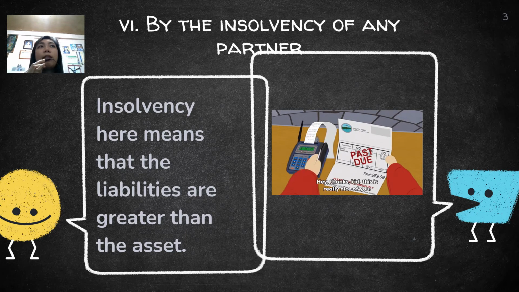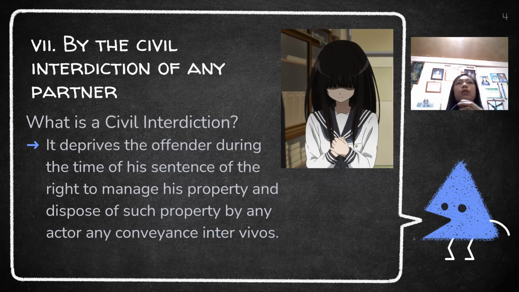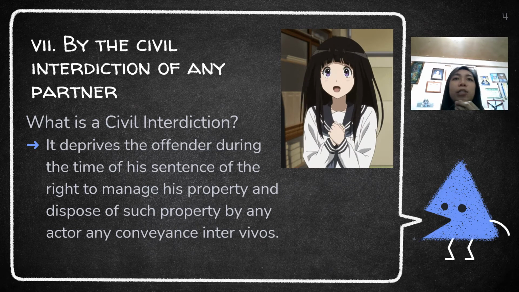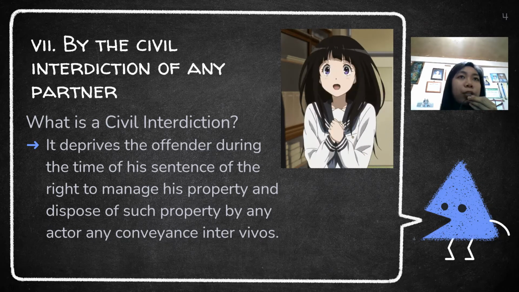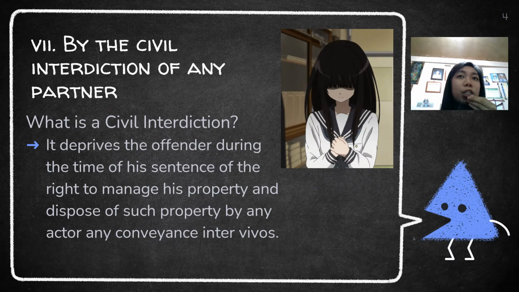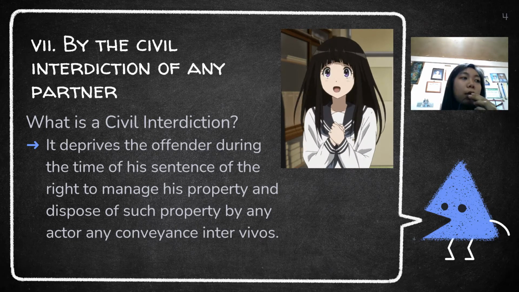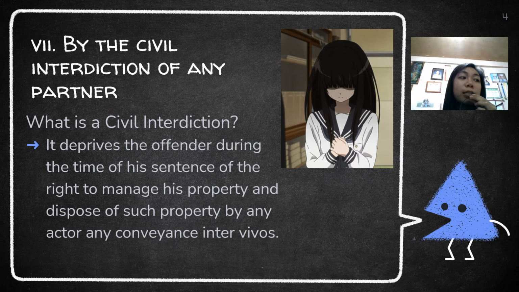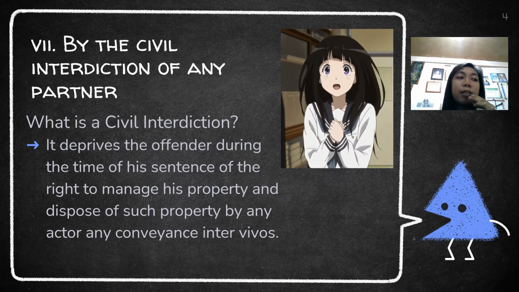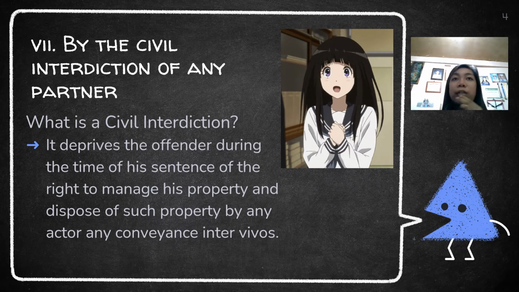Next slide. So, the last one is the civil interdiction of any partner. So what is a civil interdiction? It deprives the offender, during the time of his sentence, of the right to manage his property or dispose of such property by any act or conveyance inter vivos. Or simply, it is the legal restraint upon a person incapable of managing his estate because of mental incapacity or disability, from signing any deed or doing any action to his own prejudice without the consent of his curator or interdictor.